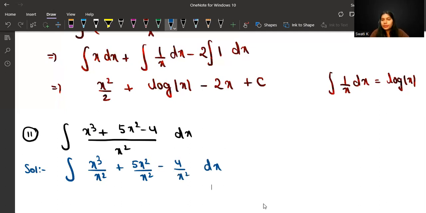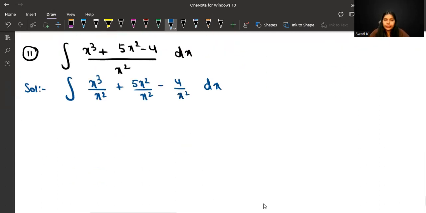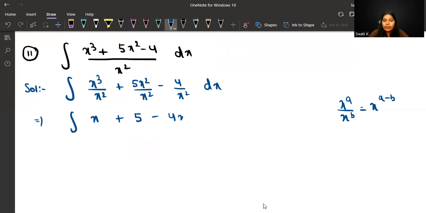Now here we are going to use a property of exponent, right? So this will become integration x, because x raised to 3 minus 2, right? There is a formula, x raised to a upon x raised to b, that is x raised to a minus b. The power will get subtracted. So 3 minus 2 is 1, which is just x. Here x square will get cancelled, so just 5. And here this will become minus 4 x raised to minus 2 dx. Why? Because there is a formula, if we have 1 upon a raised to m, that will become a raised to minus m if you shift it to the numerator.